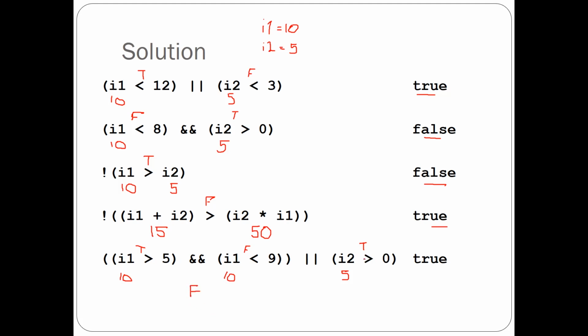Looking on this side, we've already got our true, and in between we've got our OR. The rule of an OR is that in order to produce a true, either side can produce a true. We've got a true on that side, so false ORed with true produces a true.